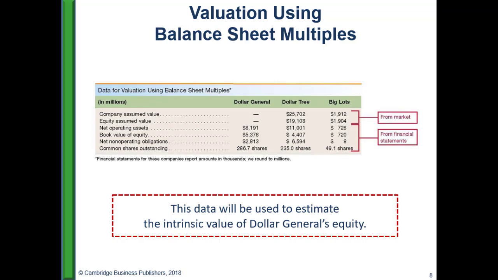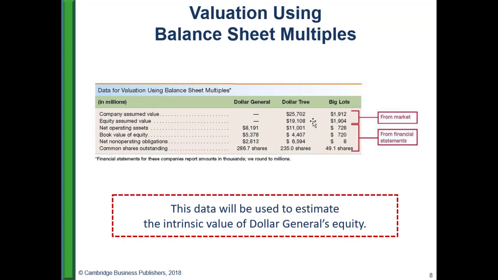Anyway, let's look at Dollar Tree for a second. We're trying to figure out the value of Dollar General's equity. So we've got Dollar Tree and Big Lots, and the numbers we have here are the assumed value for the entire company, and the equity assumed value. And these are both based on market values. So to derive, say, 25, let's start off with equity.